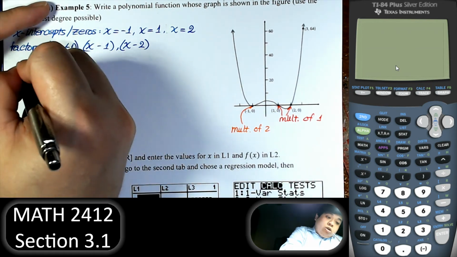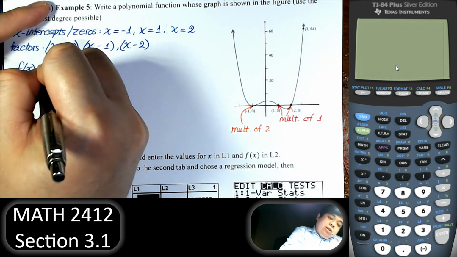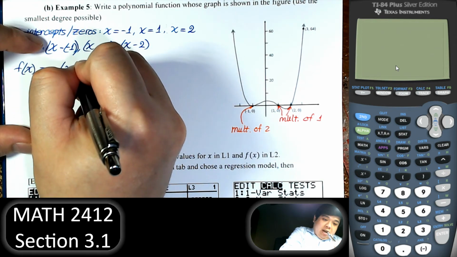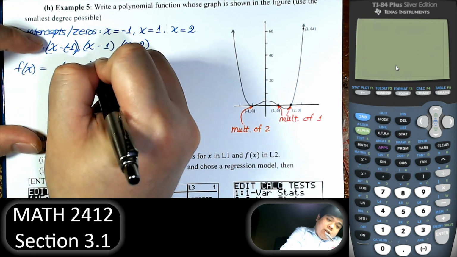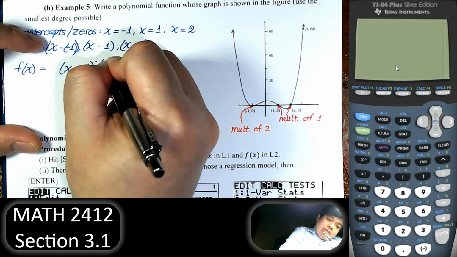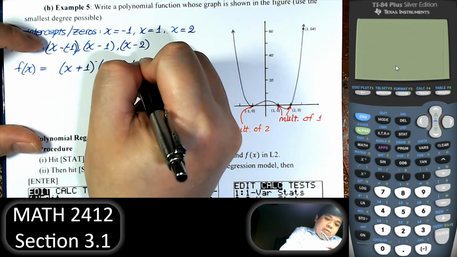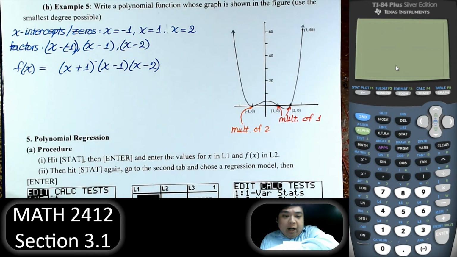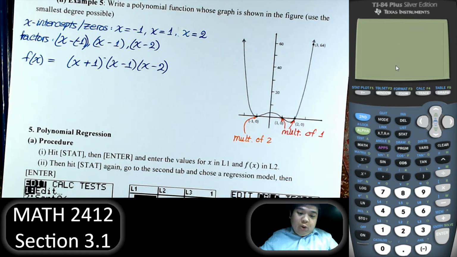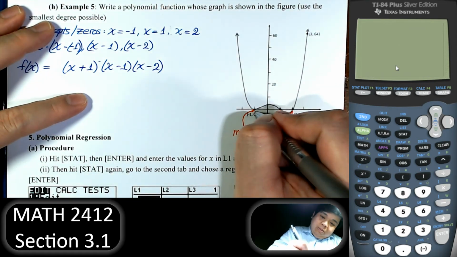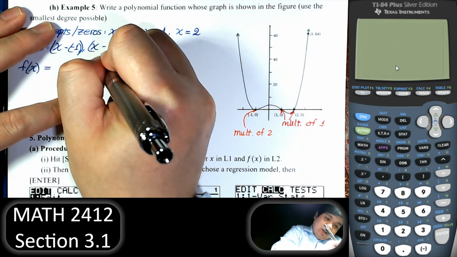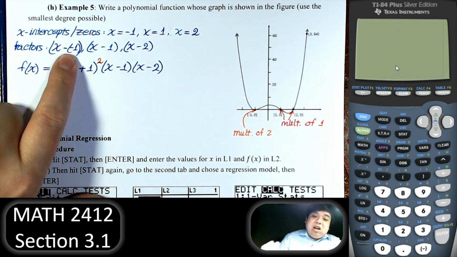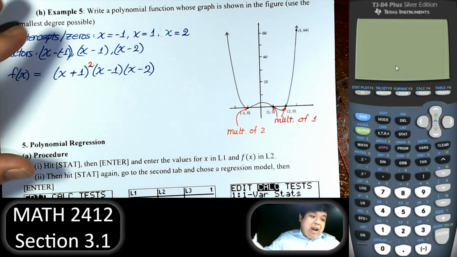So because of that, we put it all together. We have the factor of x minus 1, a factor of x minus 2. And furthermore, we have the multiplicity of 2 at -1, so we should have a 2 there on the factor x plus 1. And then we might have the leading coefficient.